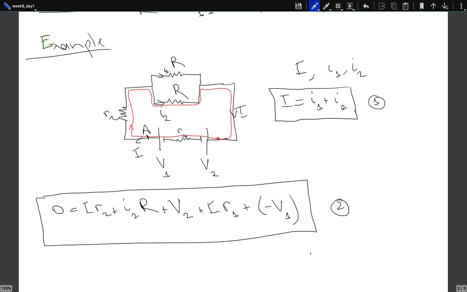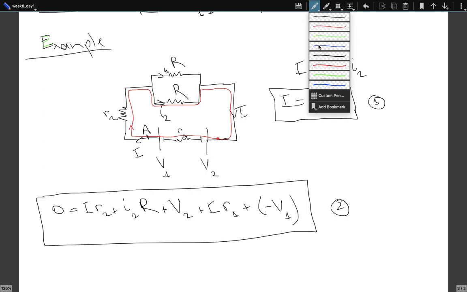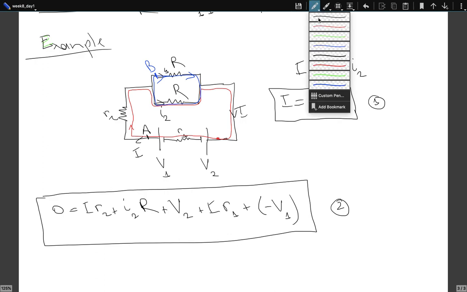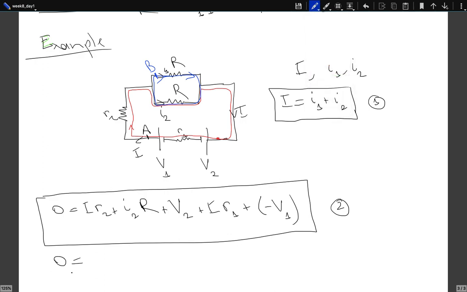Now let's write the third equation. For the third equation, let's go around this loop in this direction. Let's start from this point B. The potential drops should sum up to be 0. Well, what is the potential drop as I cross this resistor? It's carrying a current I1. I1 times R.